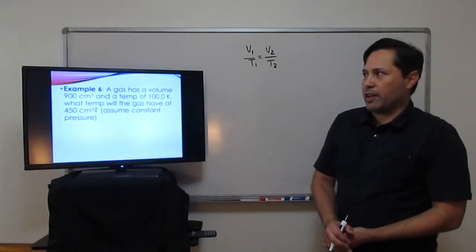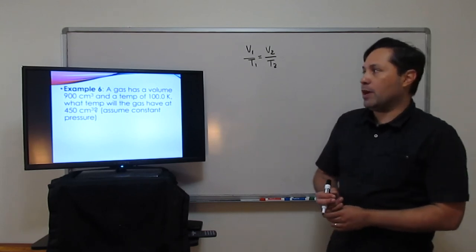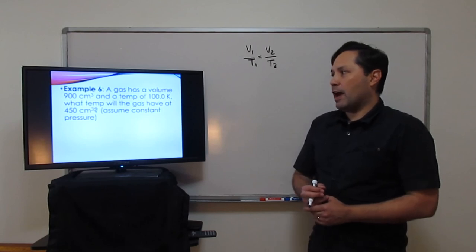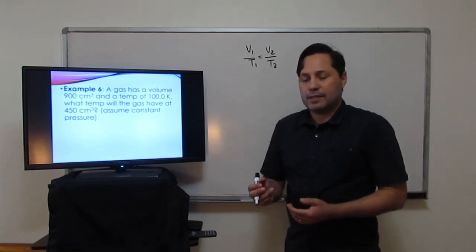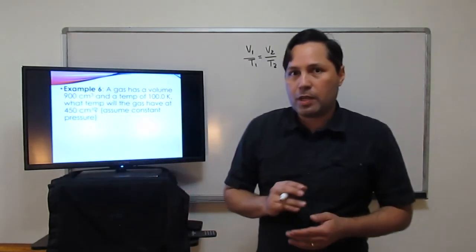In example 6, we're asked, a gas has a volume of 900 centimeters cubed and a temperature of 100 Kelvin. What temperature will the gas have at 450 centimeters cubed? So if we reduce the volume from 900 to 450, what temperature is that?